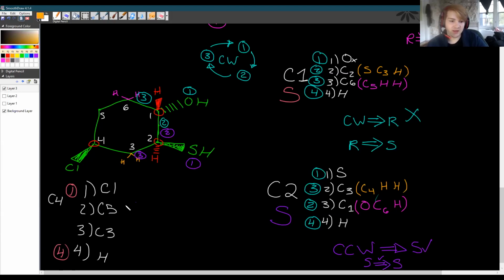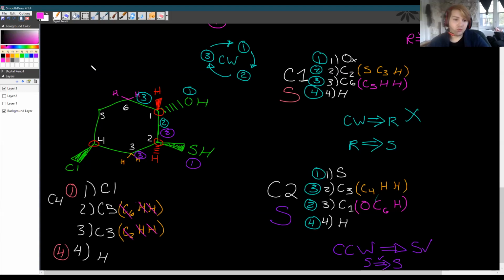And what we can say is carbon 5 is bonded to carbon 6, a hydrogen and a hydrogen. Carbon 3 is bonded to carbon 2, a hydrogen and a hydrogen. Oh, but wait, these are the same, right? Who's better, carbon or carbon? They're exactly the same. Who's better, hydrogen and hydrogen? Exactly the same. Hydrogen and hydrogen, exactly the same. What do we do now? We have to go to the next layer.